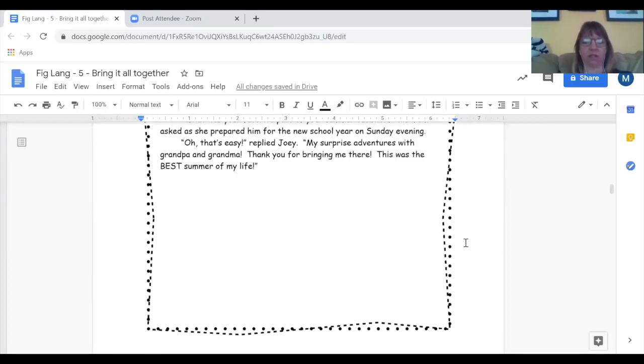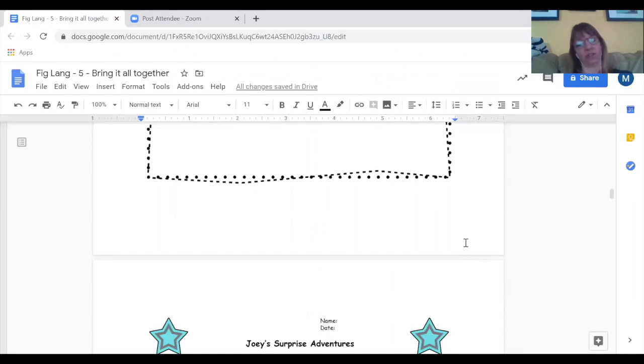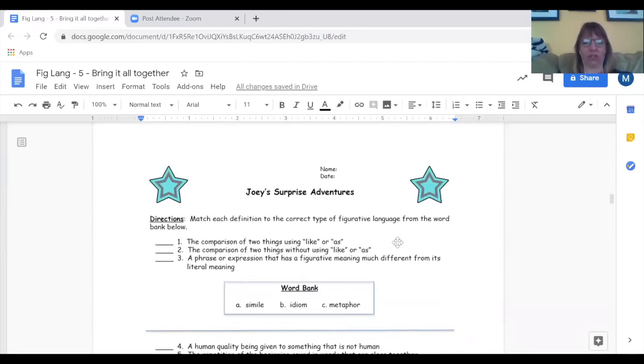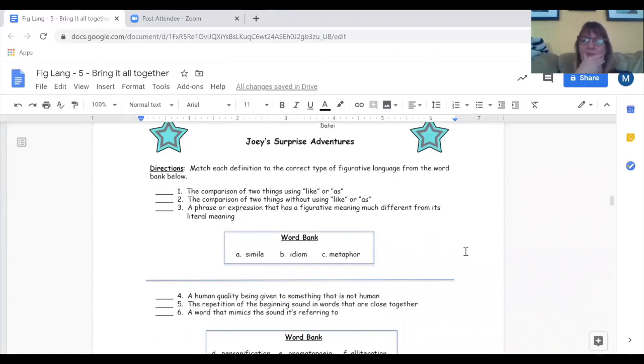Okay, that sounds like a sweet little story, right? All right, so Joey's surprise adventures. All right, so we're going to match the definition to the type of figurative language. A comparison of two things using like or as. Is that a simile, an idiom, or a metaphor?